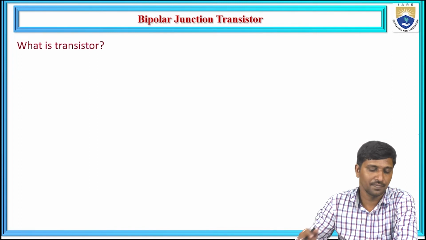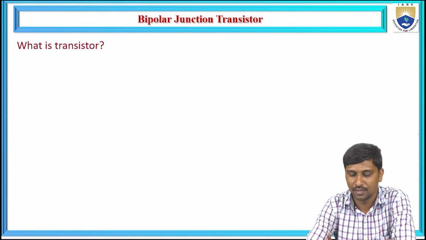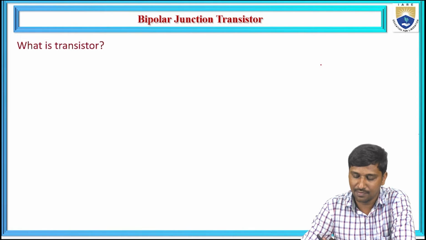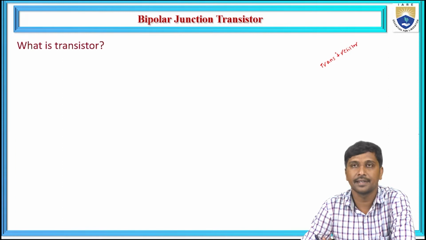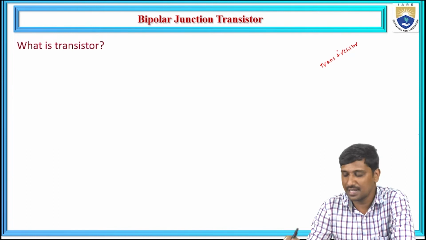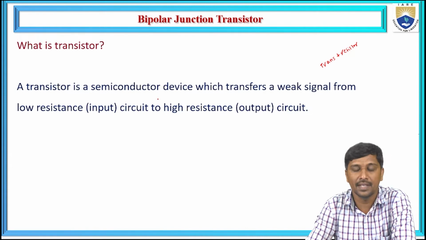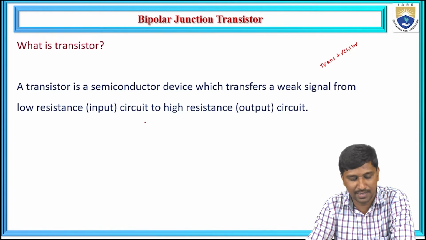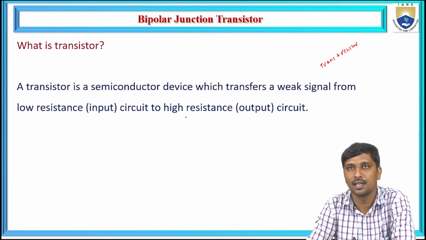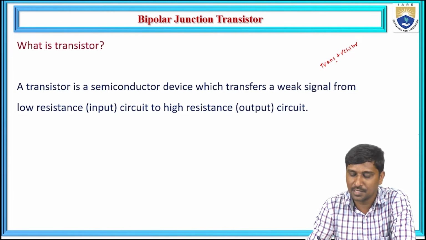The first one is, what is actually a transistor? The transistor is defined from trans plus resistor, meaning it transfers from a low resistance to a high resistance device. A transistor is a semiconductor device which transfers a weak signal from a low resistance input circuit to the high resistance output circuit. That is called a transistor.